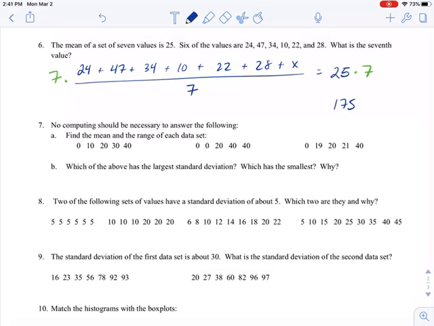And then I'm going to add the numbers on the left together. So I'm getting out a calculator here. 24 plus 47 plus 34 plus 10 plus 22 plus 28. So that's 165. So I just got 165 plus x is 175, and perhaps you can see x must equal 10.